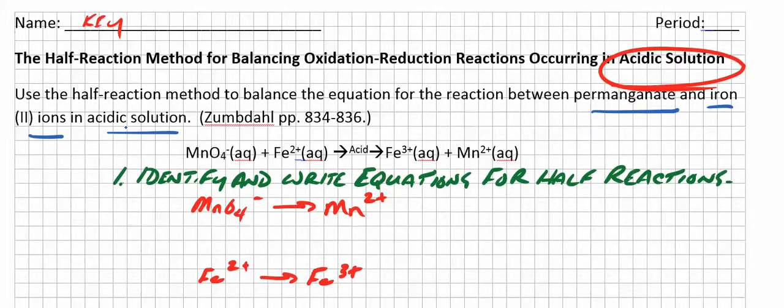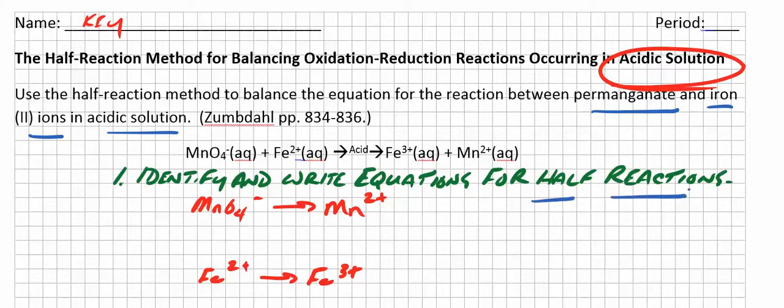Well, we've got permanganate ion, in the presence of acid, but also with iron 2 ion becoming Fe3 plus and manganese Mn2 plus. So the first step is to identify and write the equations for the half reactions. So how do we do that?